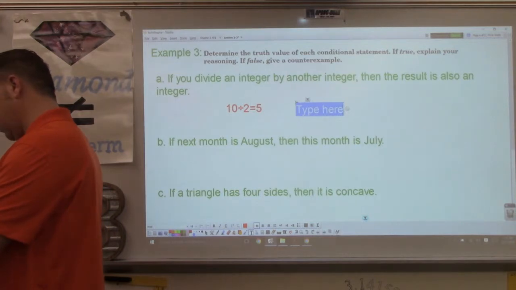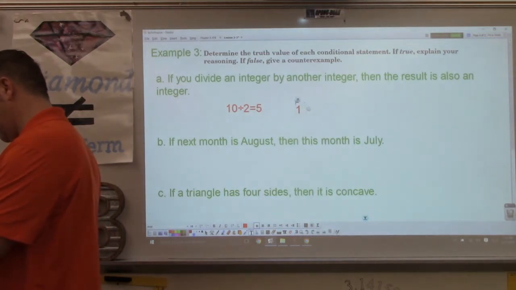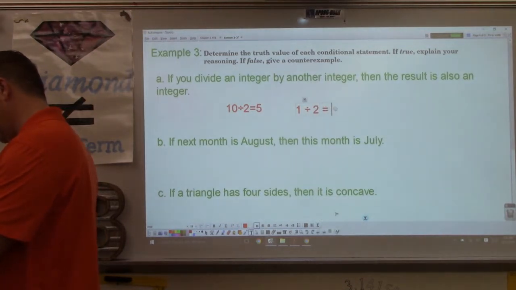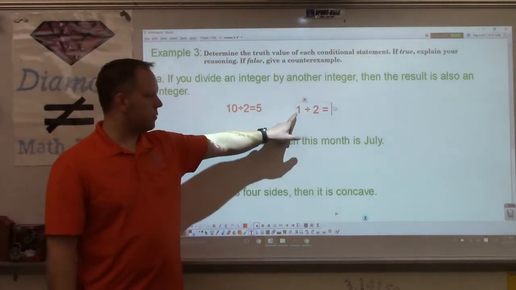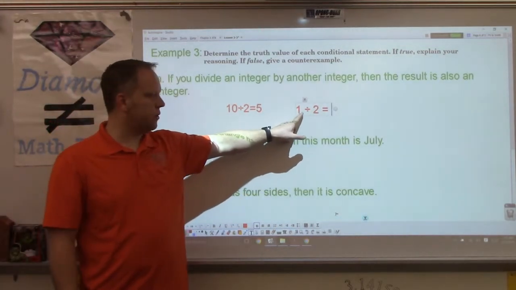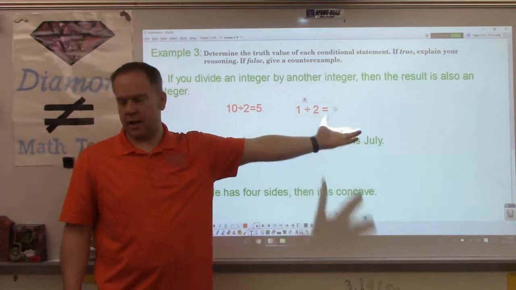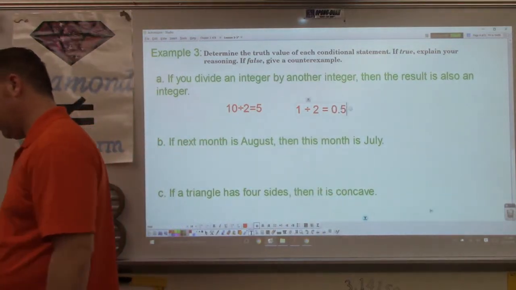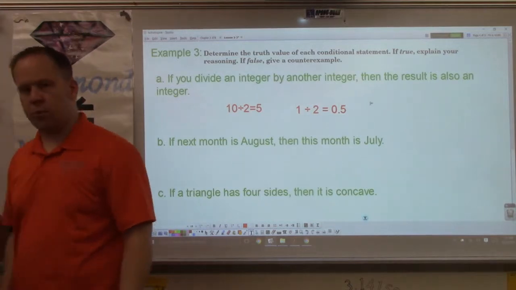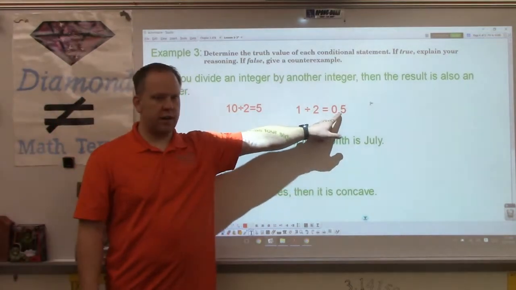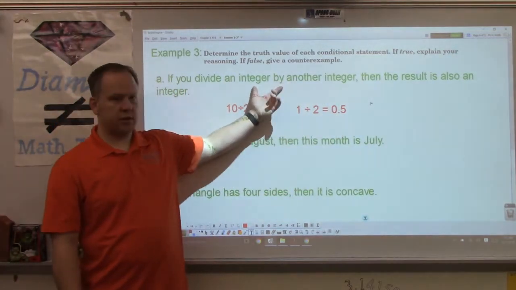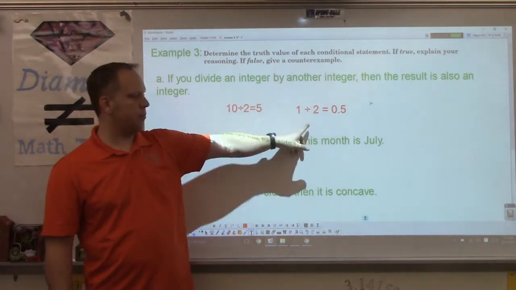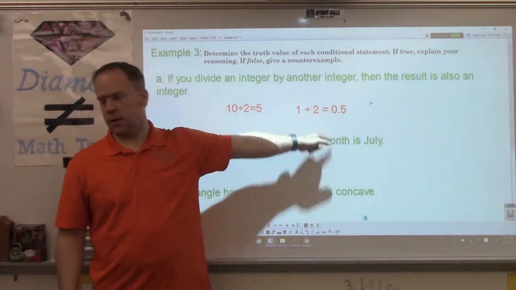What if I did 1 divided by 2? What is 1 divided by 2? I have an integer divided by an integer. What is the answer? 1 divided by 2 is 0.5. This is not an integer. So my conditional statement is now false. I proved it false right here with one counterexample.